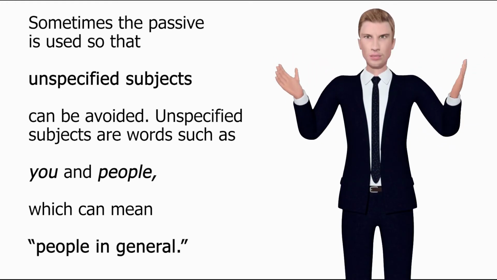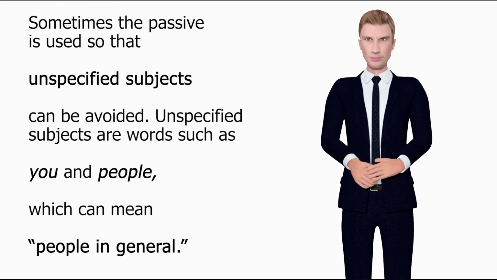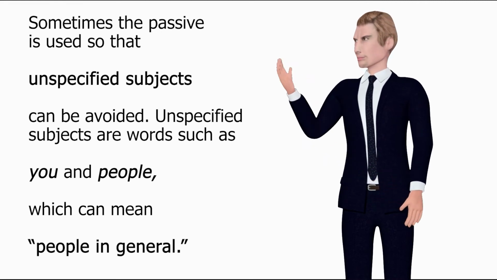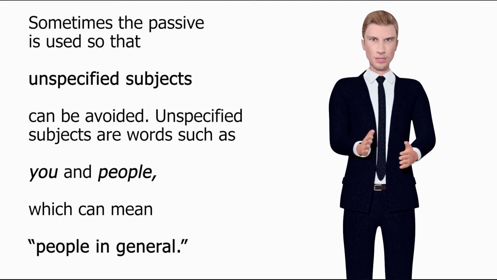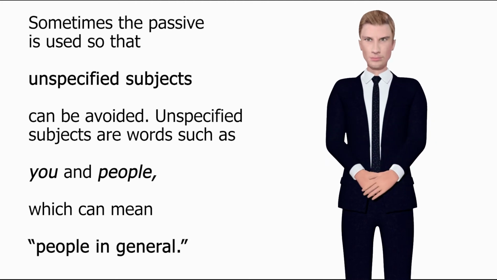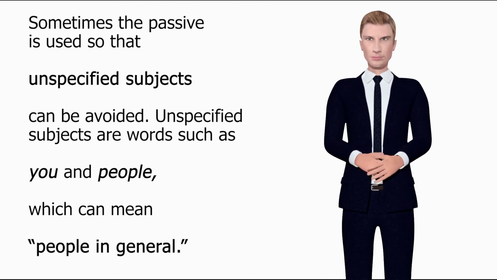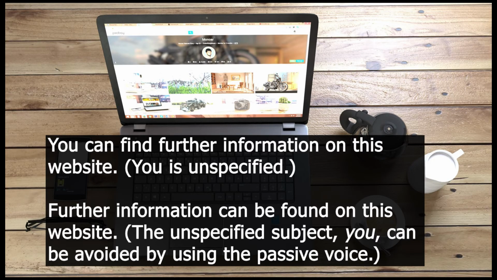Sometimes the passive is used so that unspecified subjects can be avoided. Unspecified subjects are words such as you, and people, which can mean people in general. You can find further information on this website. You is unspecified. Further information can be found on this website. The unspecified subject, you, can be avoided by using the passive voice.